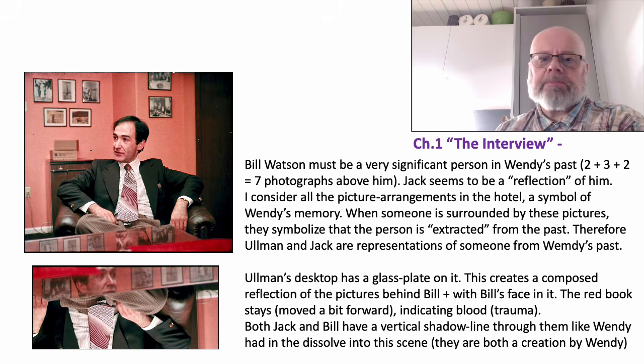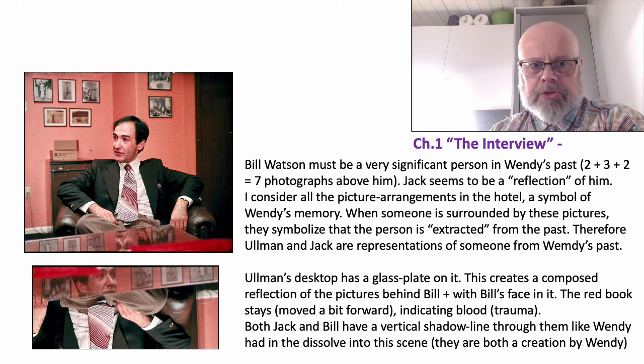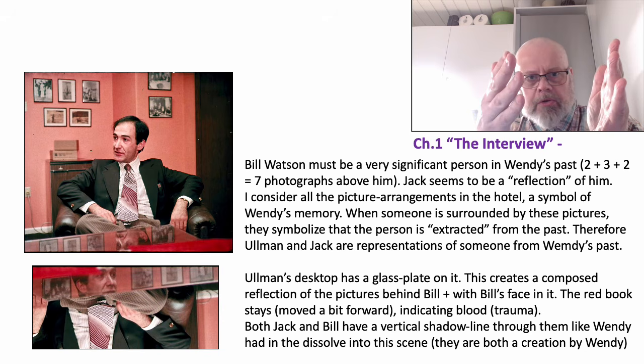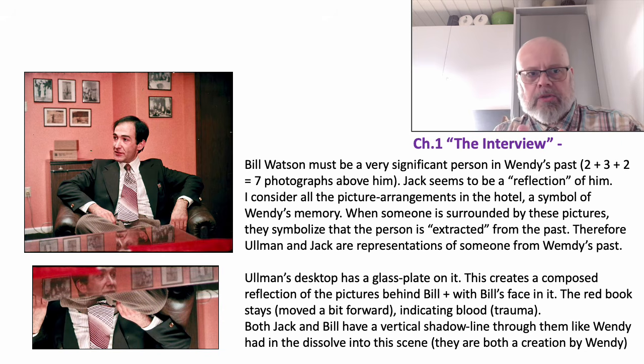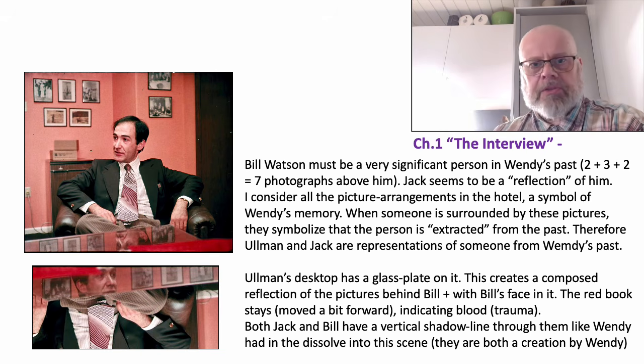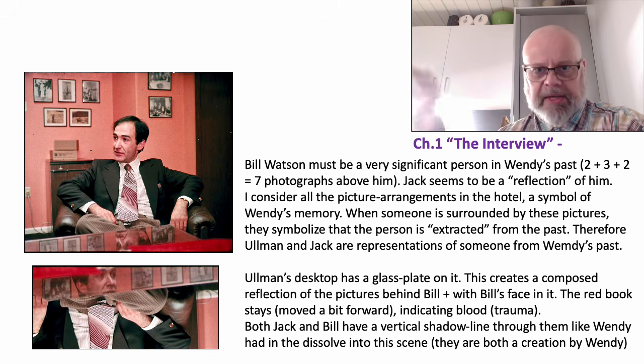Bill Watson must be a significant person in Wendy's past. There are 2 + 3 + 2, 7 photographs above him. And there's also this inverted pyramid with 3 photographs, 2 photographs, and 2 boxes. 2 + 3 + 2, right, is 7, 237. Jack's, and the 237 refers to this secret room that we are slowly going to investigate. It's the darkest secret that she tries to keep hidden, right?